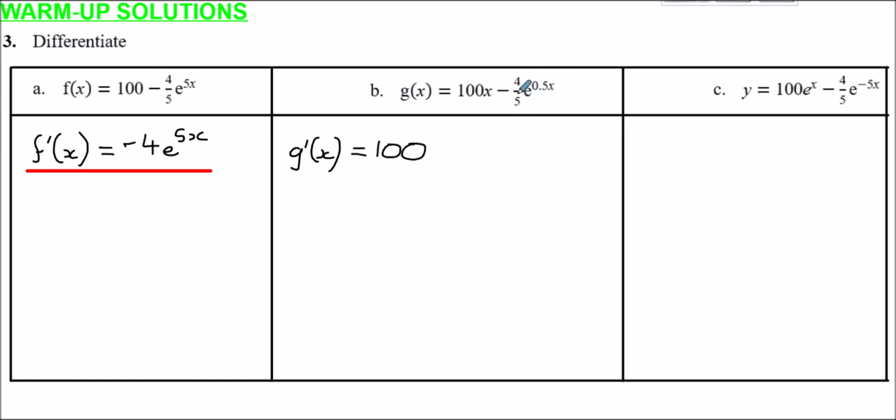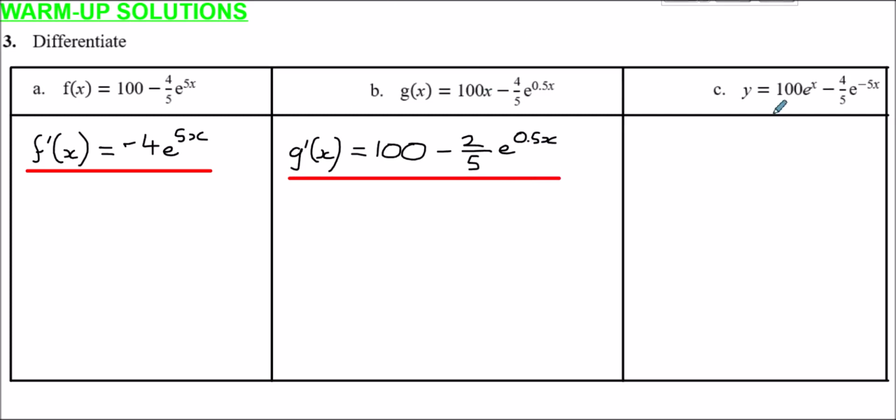So the minus 4/5 is going to be multiplied by 0.5. In other words, minus 4/5 is going to be halved. So we get minus 2/5. Half of 4/5 is 2/5, if you're wondering. And then we have the same thing as before, above, e to the 0.5x. And that's the second one done.